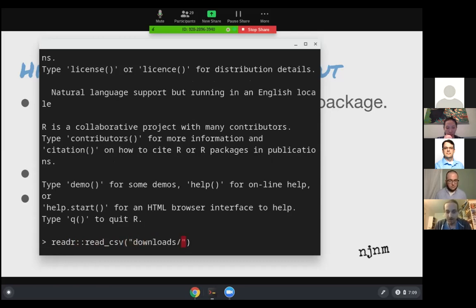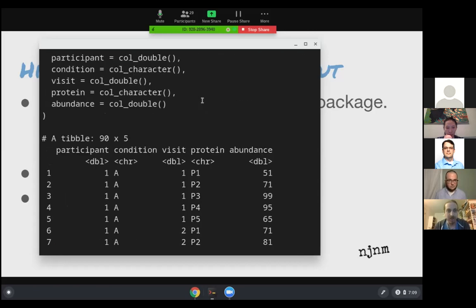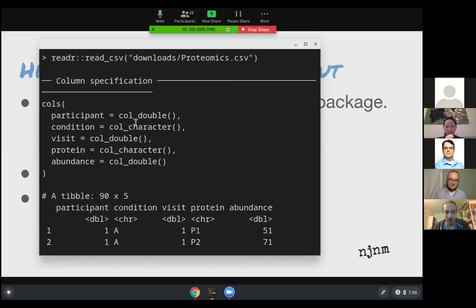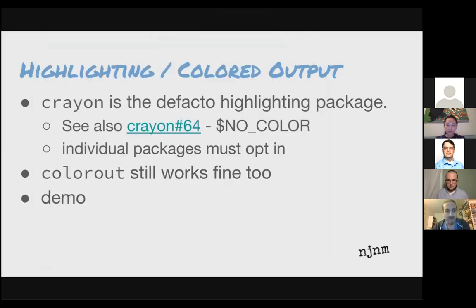So let's see. What was it? Download proteomics. Color went away. So if you are piping this output into something else, there are no more color control characters in there to mess you up. So that's one nice thing.